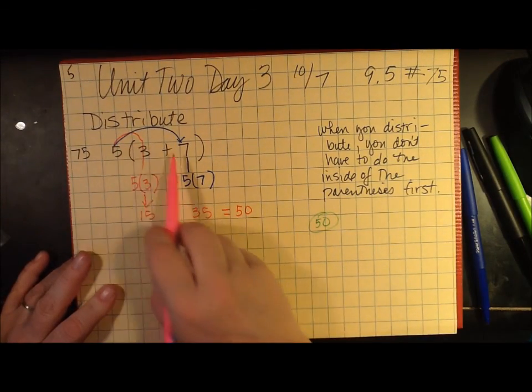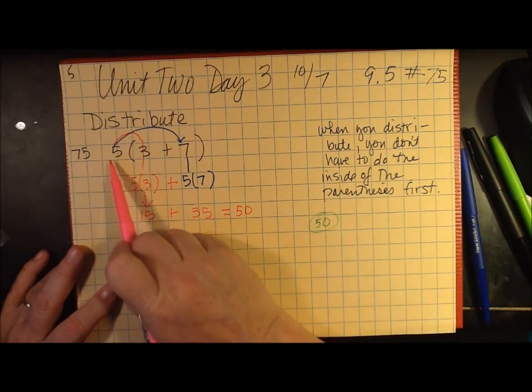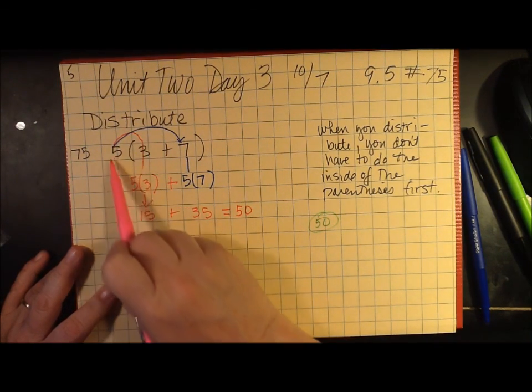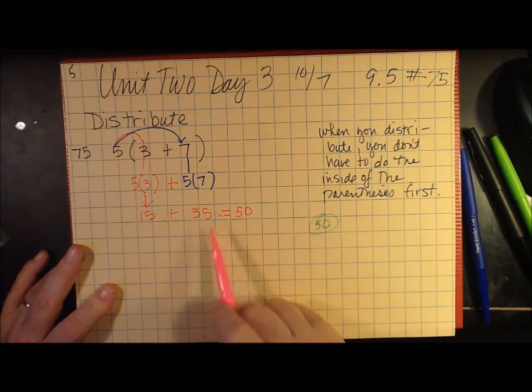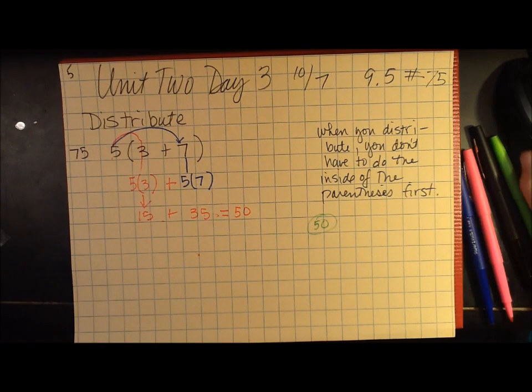This, though, is a preview of things to come, so I want you to remember the idea of 5 times 3, 5 times 7, and then combining later. And that's the end of 9.5, Unit 2, Day 3.